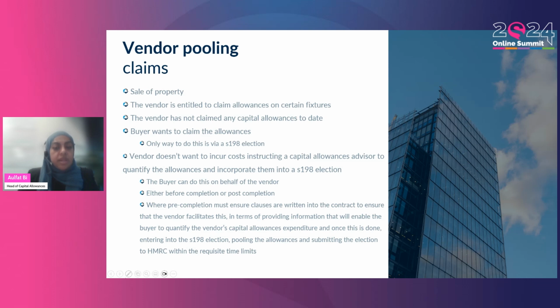Once this is done, they need to also enter into the election and also pool the capital allowances that are identified, which means they have to make an amendment to their tax return as well. So there's quite a lot of steps, which means that it can be seen as quite onerous to do the vendor pooling claims. And often I would say capital allowances advisors probably try to shy away from advising on vendor pooling claims because they're a little bit complicated, but your client should know that there is this potential opportunity, and then it's up to them to decide whether or not they want to go ahead with it and proceed.